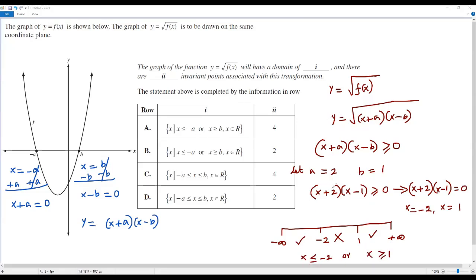But we don't have positive 2 or negative 1 in the actual inequality. We have positive a and negative b. To make the solving process easier, we just assumed 2 as a value for a and 1 as a value for b. So now let me take these two inequalities, x less than or equal to negative 2 and x greater than or equal to 1.